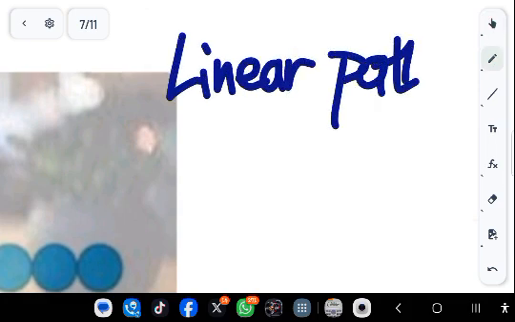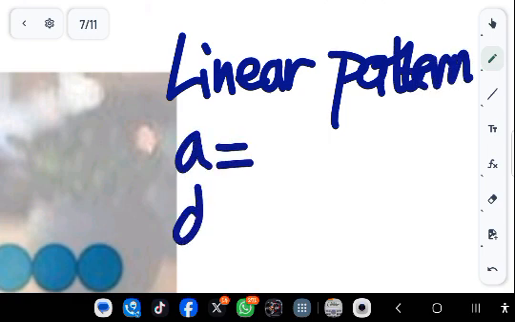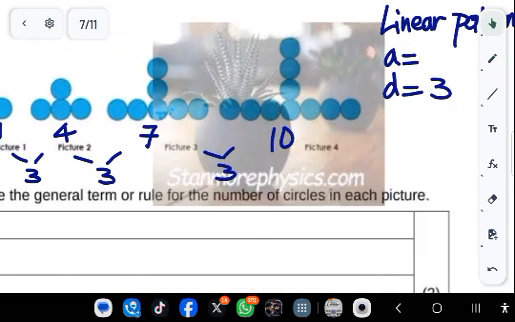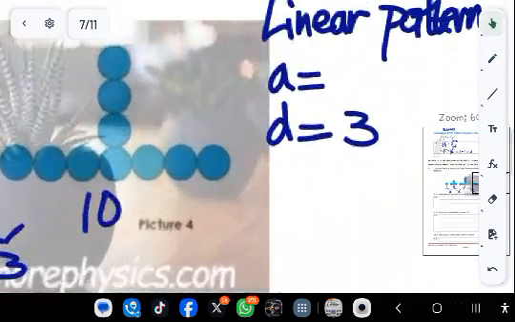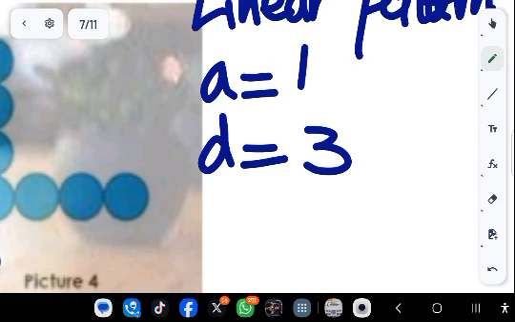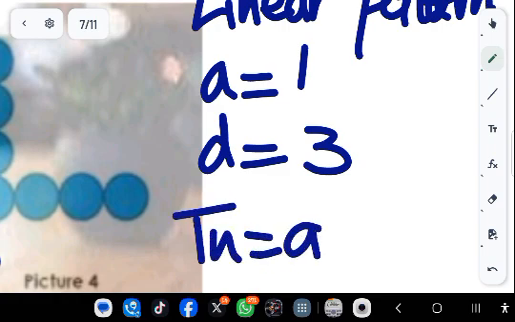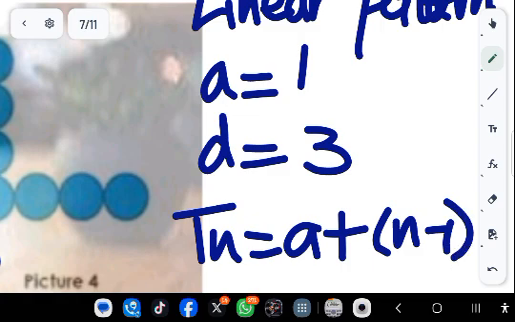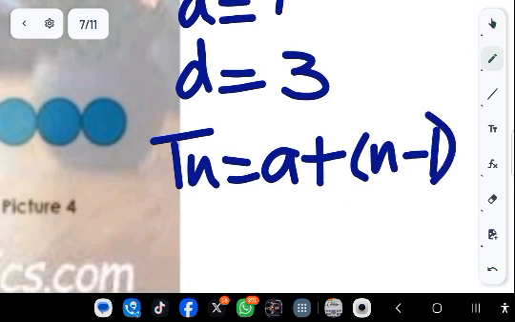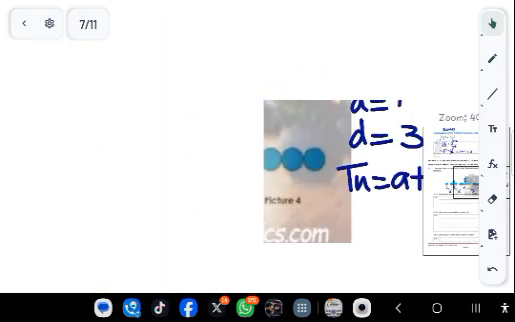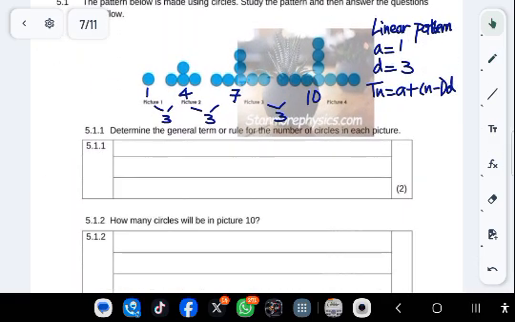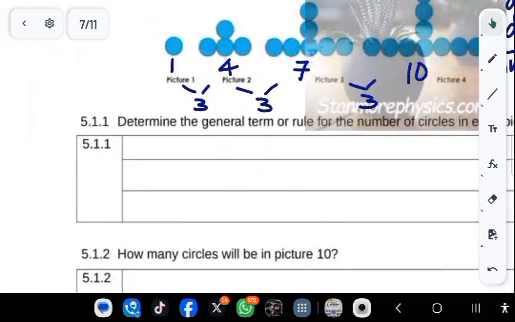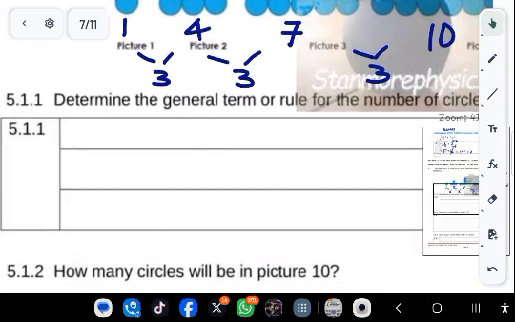This is a linear pattern with the first term A and the constant difference D. The constant difference is 3. The first term is 1. And we know that the general term for a linear pattern like this is A plus (n minus 1) times D. Like I said, if your teacher did not teach you this, take it from me. You are going to be using this formula forever. So rather learn it now, and it makes life so much easier.